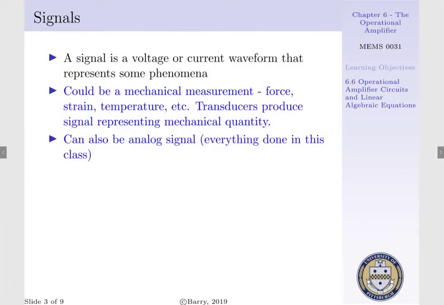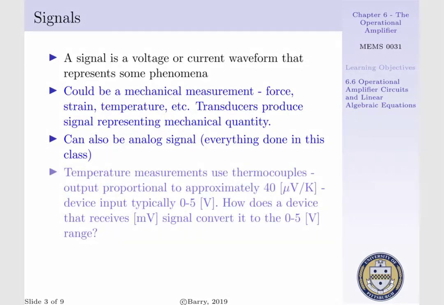All of these represent a mechanical quantity to provide us as an input to process. We can also have analog signals that do not come from transducers. An analog signal is one that is a direct output of our measurement device, i.e. everything we have done in this class. For instance, temperature measurement is done using thermocouples, which produce an analog output proportional to about 40 microvolts per Kelvin, where our DAC, or data acquisition device, typically requires an input of 0 to 5 volts. For us to amplify our signal, we would have to run our measurement coming from our thermocouple through an operational amplifier to make it readable.